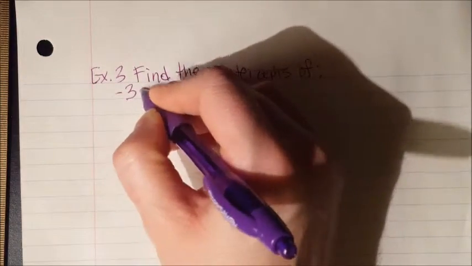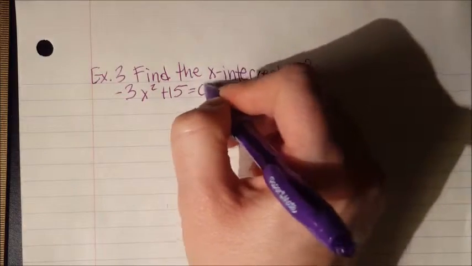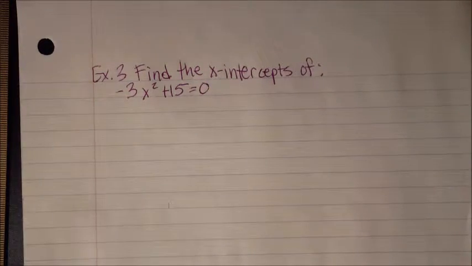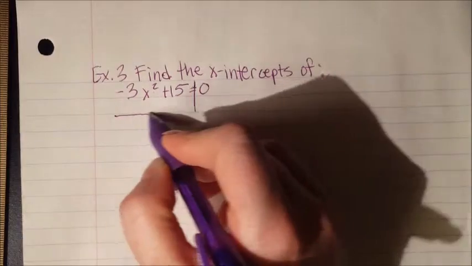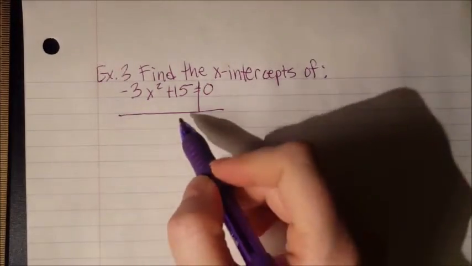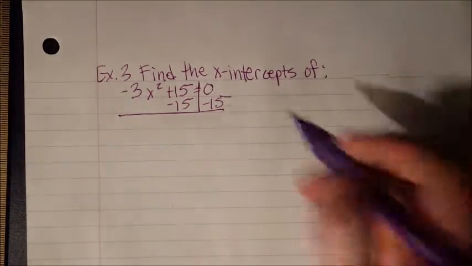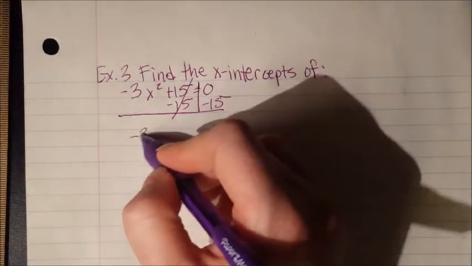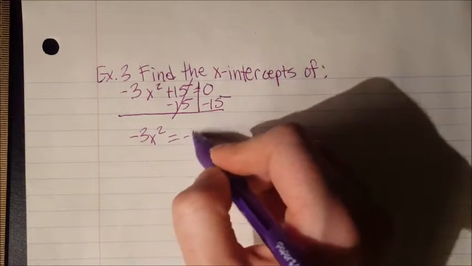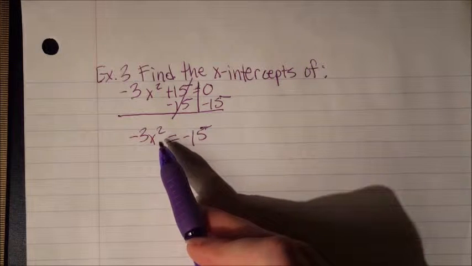Our equation is negative 3x squared plus 15 equals 0. Okay, solving for x. Again, we're going to work with addition and subtraction first. The inverse of adding 15 is minusing 15, both sides. That cancels out, and we have negative 3x squared equals negative 15.